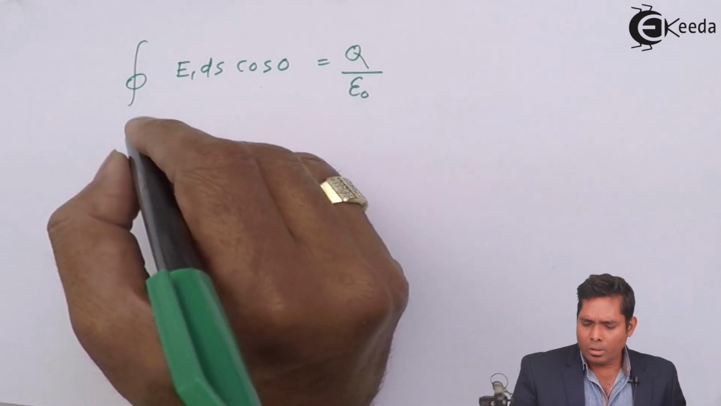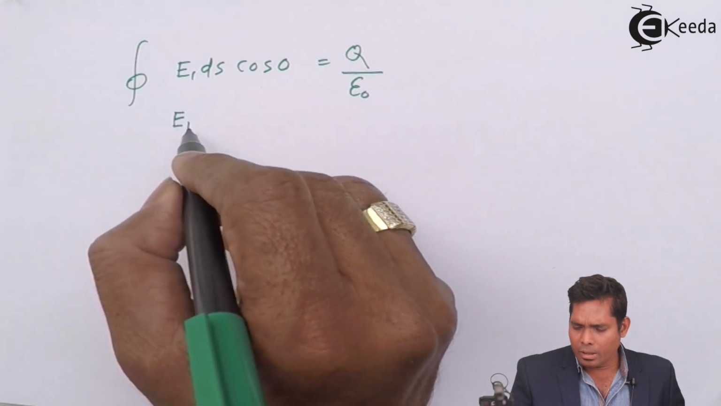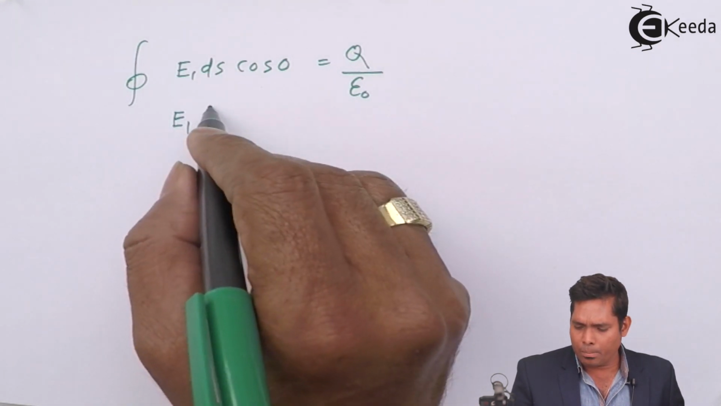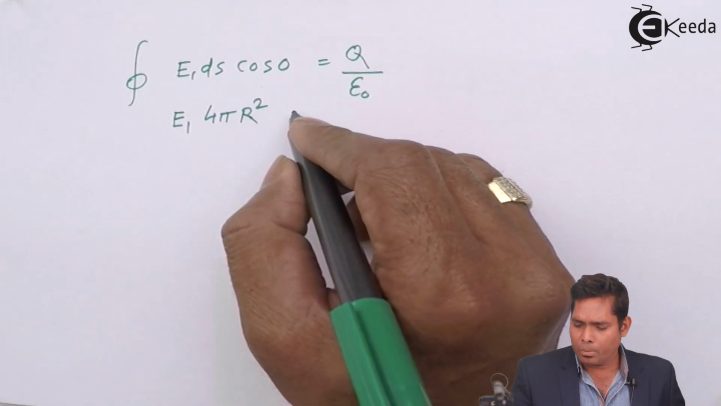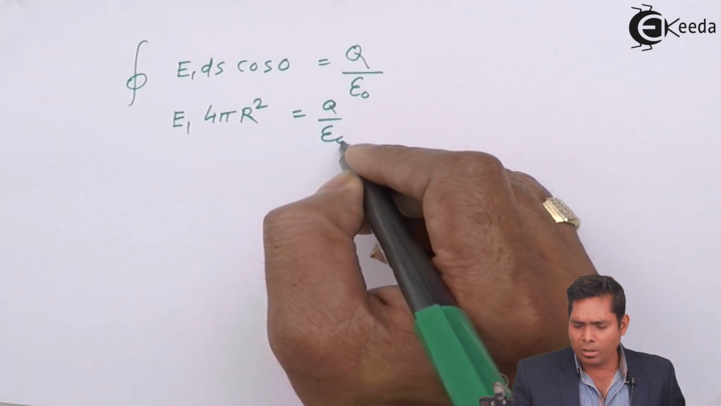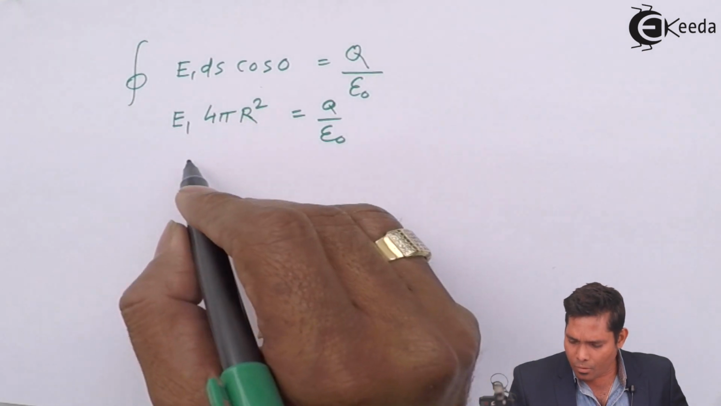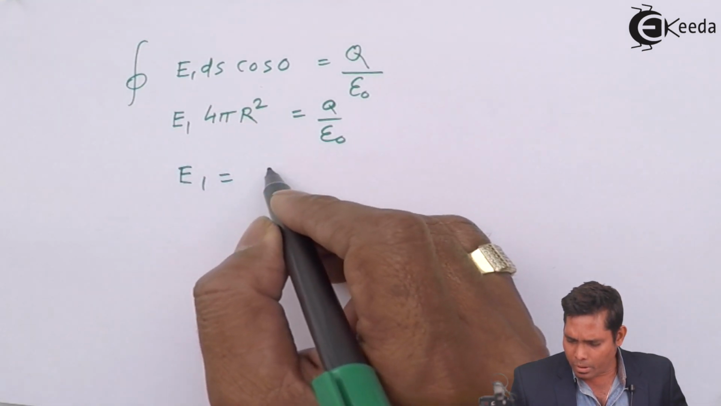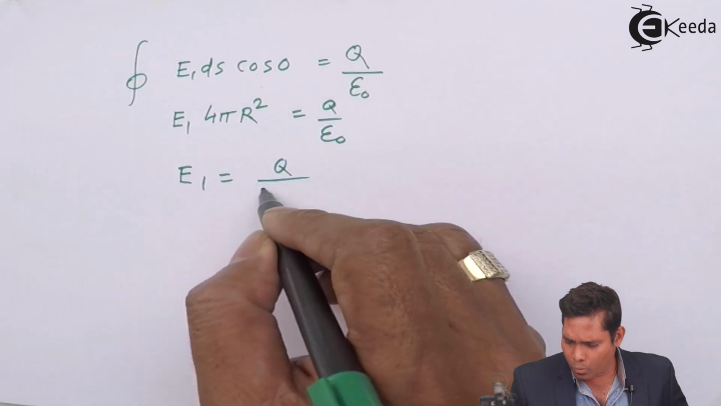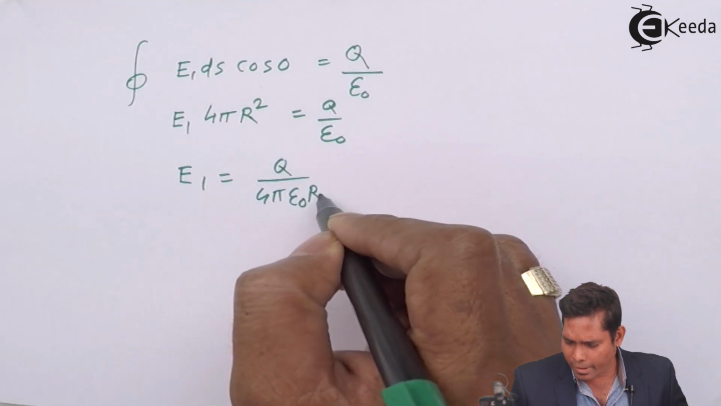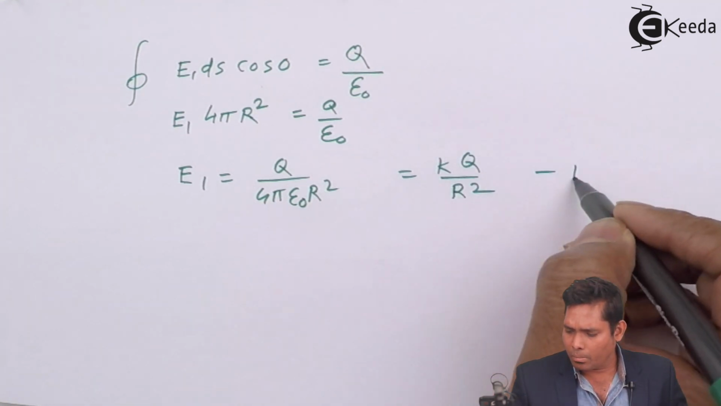So I will write E1, and cos 0 is 1, ds integrates to 4 pi r square. So E1 times 4 pi r square is equal to q upon epsilon naught, and from here E1 comes out to be q upon 4 pi epsilon naught r square, which is kq upon r square. This is equation number 1.